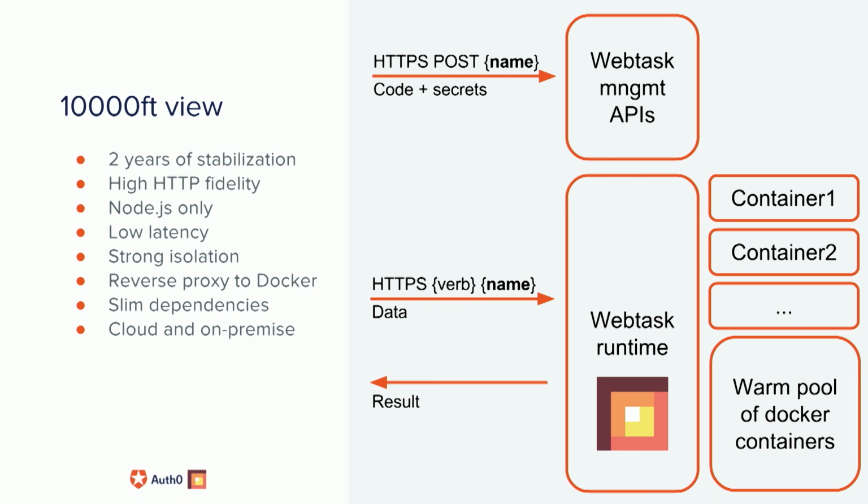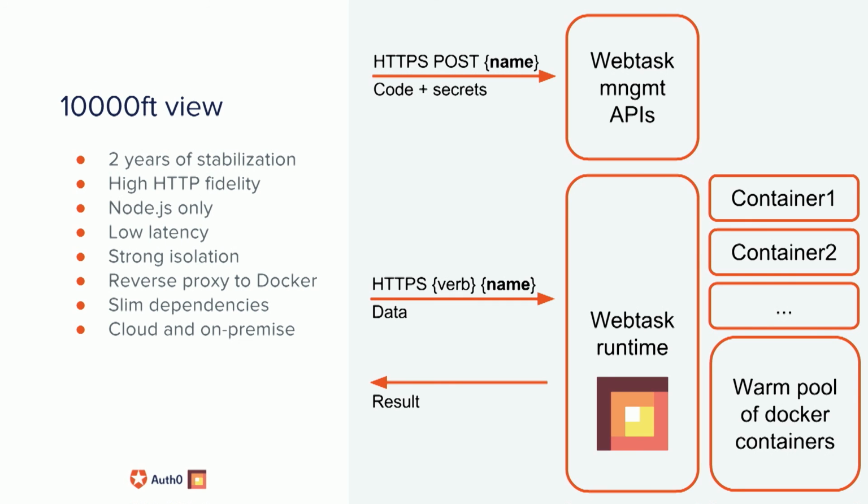How does the runtime function? When a request arrives to the system to execute a certain web task, it first lands in what we call a webtask runtime. Webtask runtime conceptually acts as an HTTP reverse proxy. So it'll look at that request, and the first thing it'll take note of is the webtask container name within which to execute this piece of code.